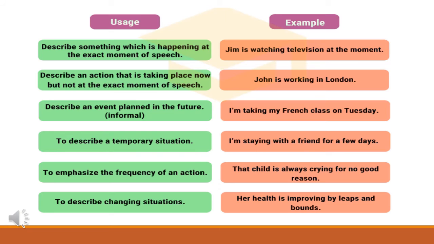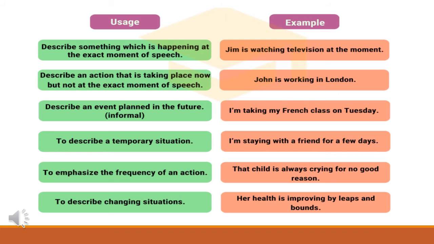The fifth use is to emphasize the frequency of an action. Here, whatever action is happening, whatever action is in process, it will be described in present continuous form but with the frequency of it. Means we will use some kind of adverb with it which will tell us how serious and non-serious, or how frequent or non-frequent this action is.